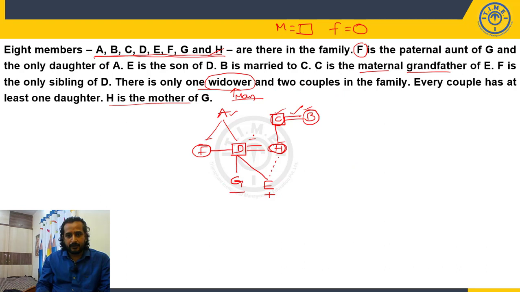Now 8 persons arrangement is over, and there are 2 couples. So CB is a couple, DH is a couple. Where is the one more widower possibility? A, because A is already having 2 children. So A is a male. So this is my final diagram. Now let's answer the given questions.